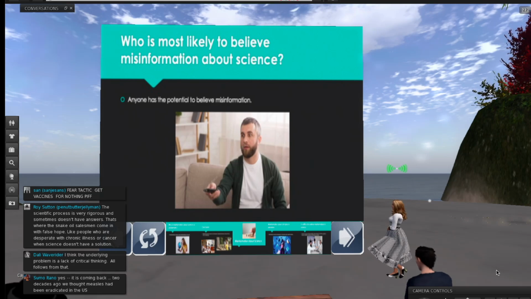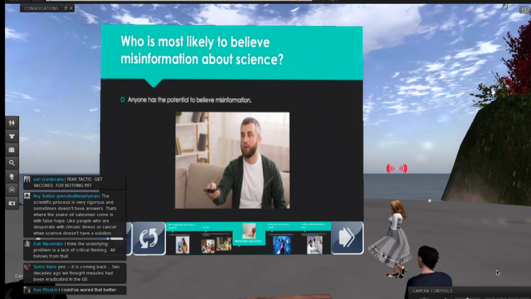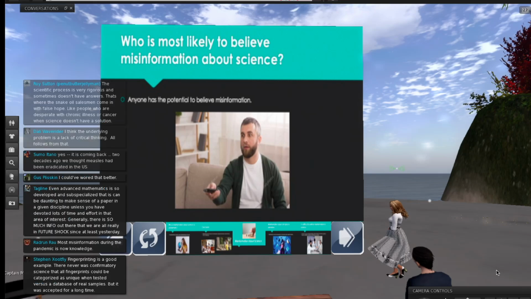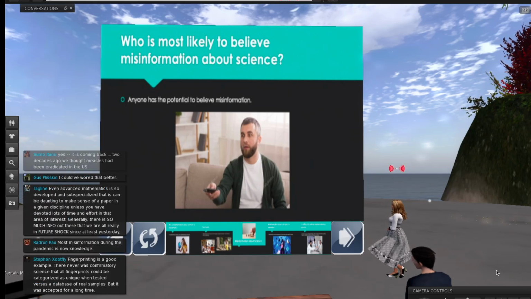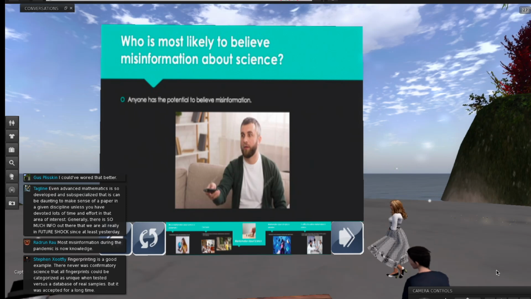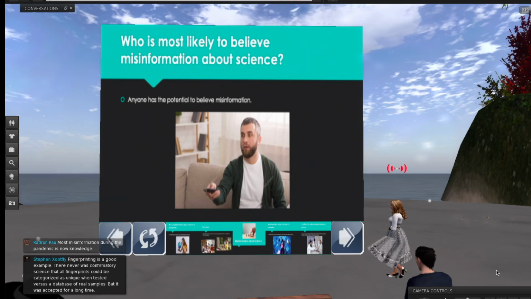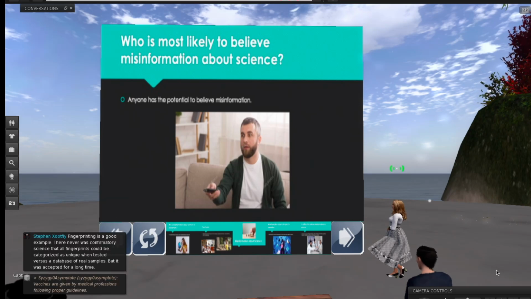Sand says, fear tactic, get vaccines for nothing. Roy says, the scientific process is very rigorous and sometimes doesn't have answers. That's where the snake oil salesmen come in with false hope, like people who are desperate with chronic illness or cancer when science doesn't have a solution. Dolly says, think the underlying problem is a lack of critical thinking. All follows from that. Two decades ago, Sumo says, we thought measles had been eradicated in the U.S.